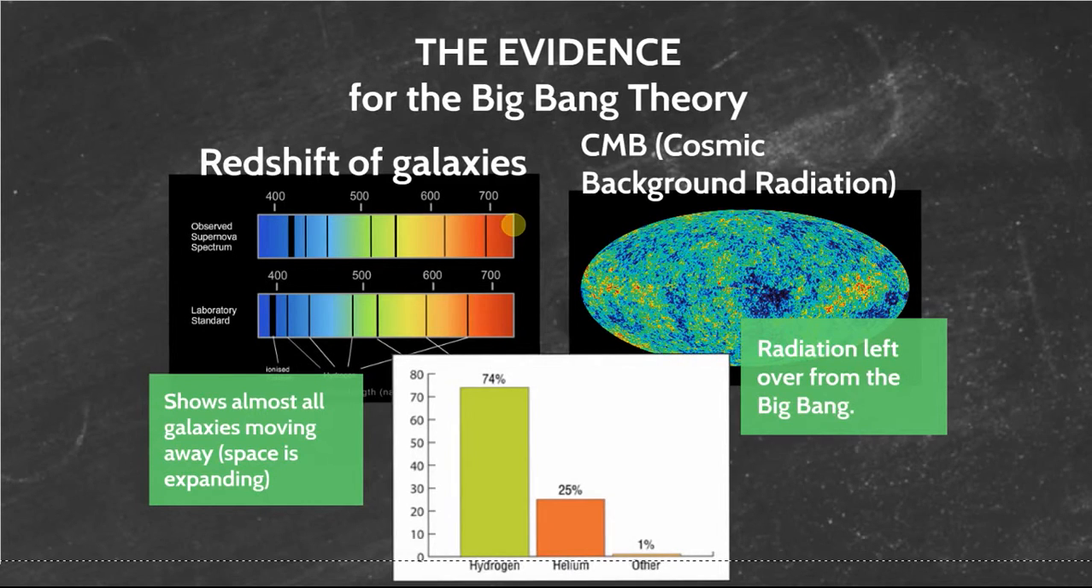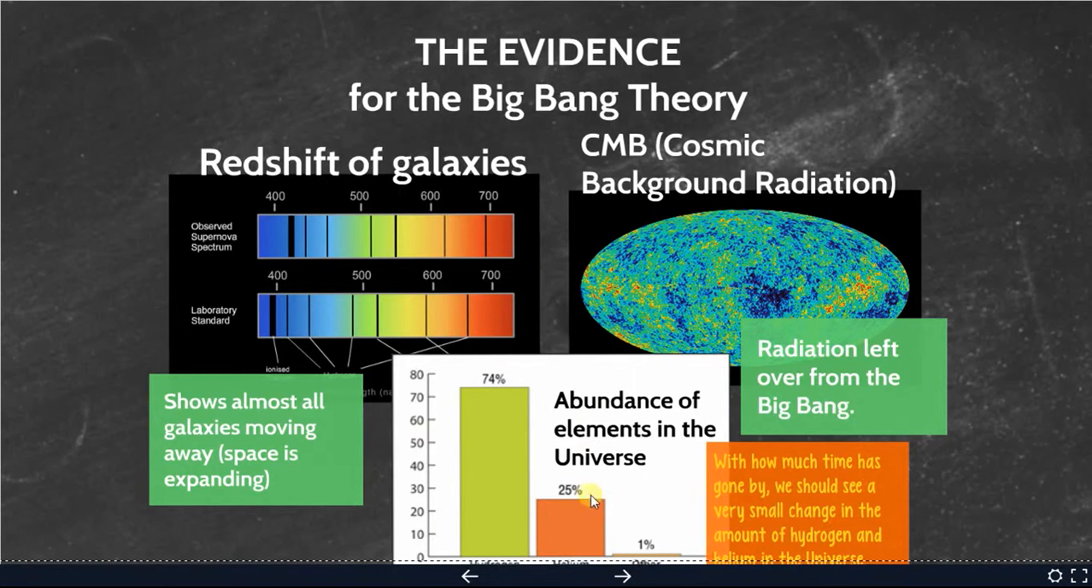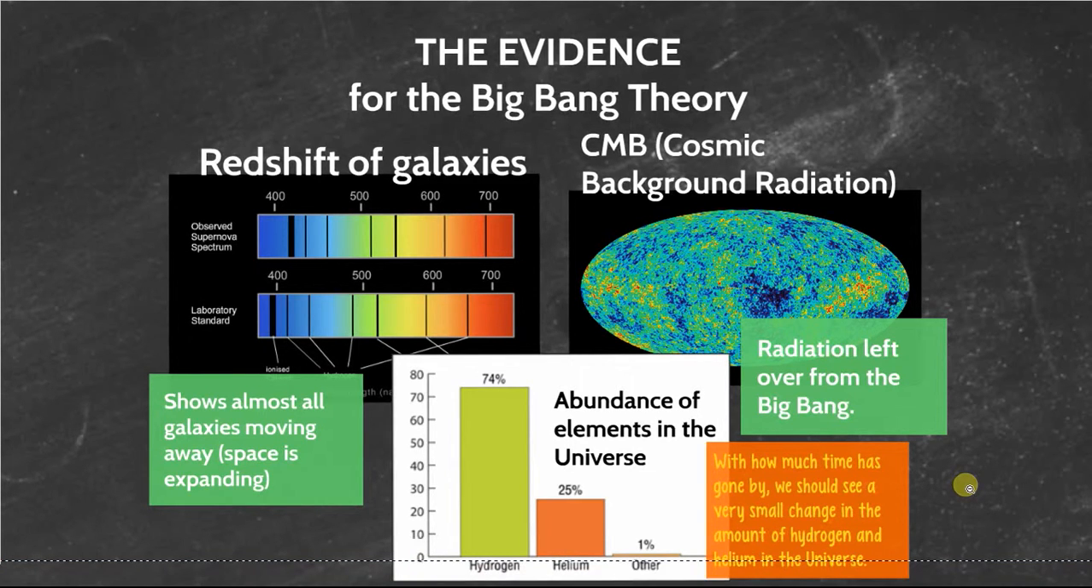Now, the last one here that we'll talk about in our class is the abundance of elements in the universe. With how much time has gone by, we should see a very small change in the amount of hydrogen to helium to other elements in the universe. And when we take observations of the universe, this is exactly what we see.